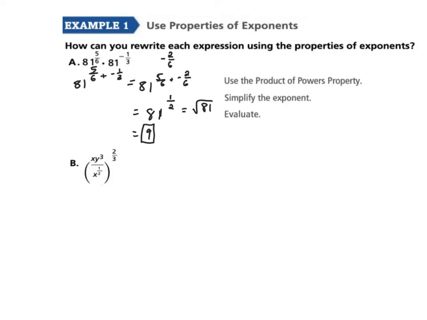Next one, we have a quotient property. So using the quotient property, what we're going to do is take our x to the first power from the numerator, and because it's a quotient, we do x to the first minus x to the 1/2, because that's the denominator. And then our y in the numerator stays y to the third, and there's no y in the denominator to subtract from it. So we just leave it like that, and that's raised to the 2/3 power.